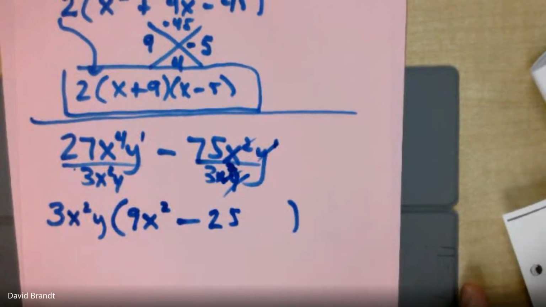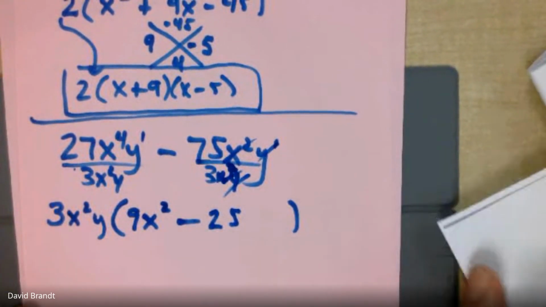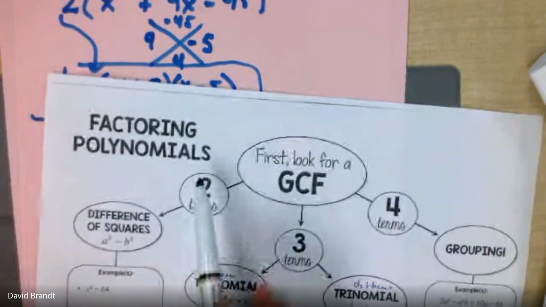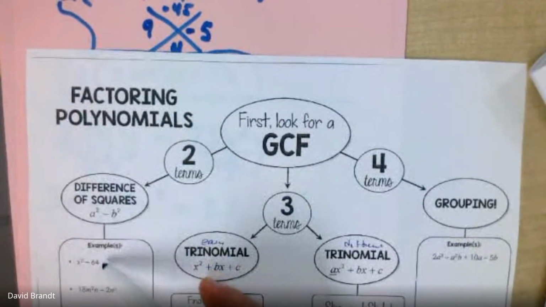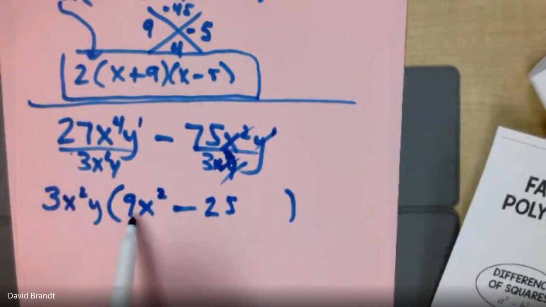All right, now I've got 2 terms. The only thing you've got for 2 terms is: is it the difference of squares? Now, is that a perfect square?